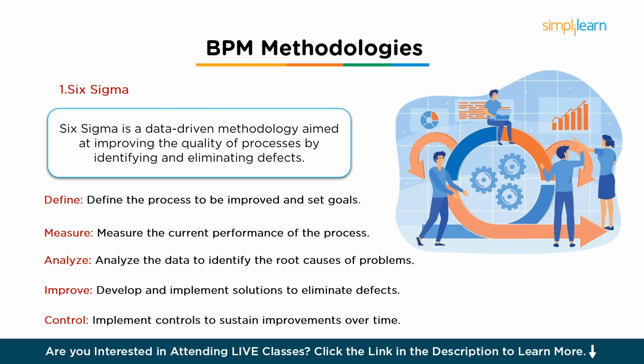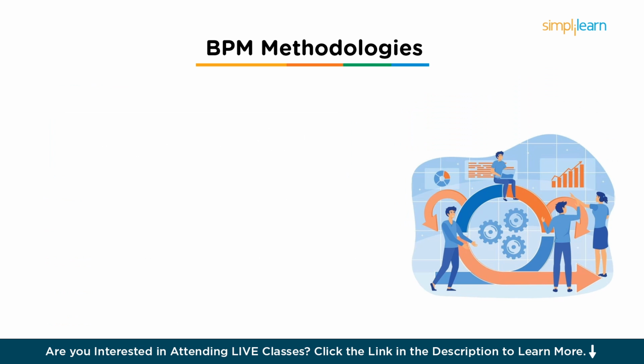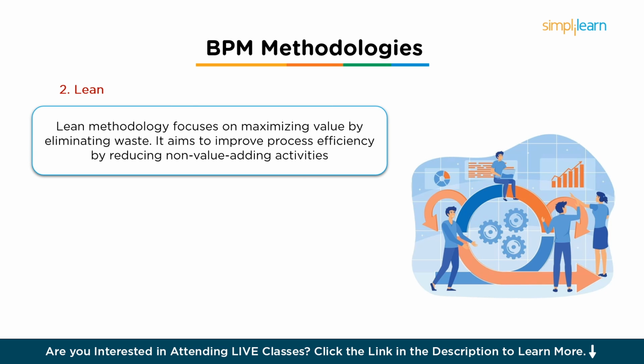Tools like Minitab or JMP are commonly used for statistical analysis and process improvement in Six Sigma projects. Second is Lean. Lean methodology focuses on maximizing value by eliminating waste. It aims to improve process efficiency by reducing non-value-adding activities.